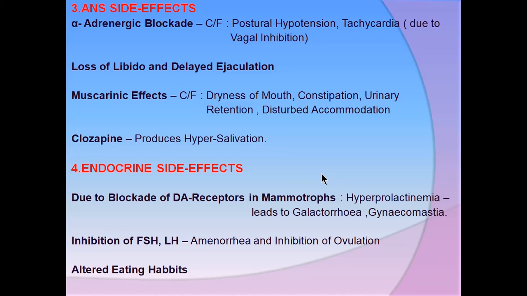Endocrine side effects of antipsychotic drugs. Due to blockade of DA receptors in mammotropes, hyperprolactinemia, that leads to galactorrhea and gynecomastia. Inhibition of FSH-LH produces amenorrhea and inhibition of ovulation. Altered eating habits.